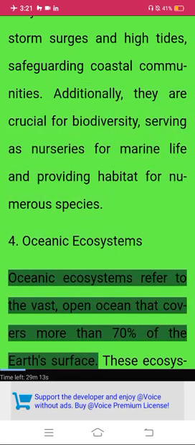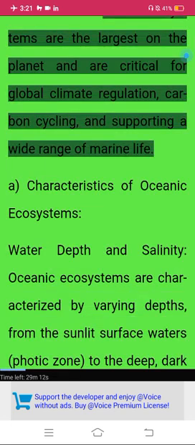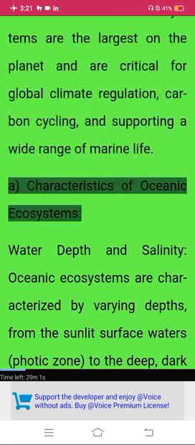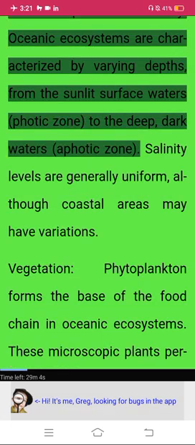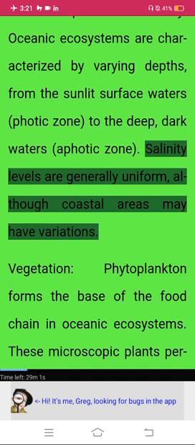4. Oceanic ecosystems. Oceanic ecosystems refer to the vast, open ocean that covers more than 70% of the Earth's surface. These ecosystems are the largest on the planet and are critical for global climate regulation, carbon cycling, and supporting a wide range of marine life. Characteristics of oceanic ecosystems. Water depth and salinity. Oceanic ecosystems are characterized by varying depths, from the sunlit surface waters, the photic zone, to the deep, dark waters, the aphotic zone. Salinity levels are generally uniform, although coastal areas may have variations.